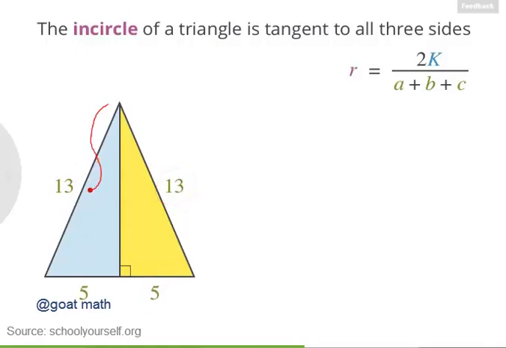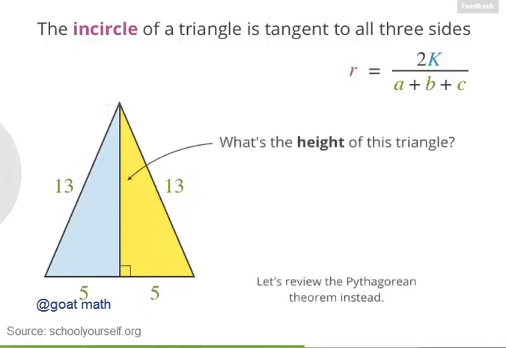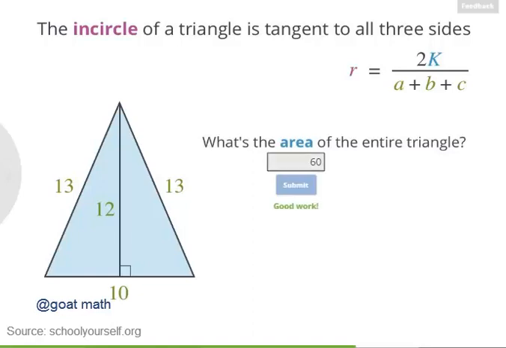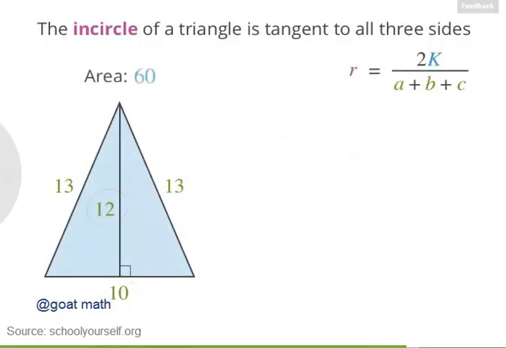How long is the other leg? In other words, what's the height of this triangle? Exactly, this is a 5, 12, 13 right triangle. So for our larger triangle, the height is 12 and the base is 10. So what's the area of this entire triangle? Right, so the area is 1/2 times 10 times 12, or 60.